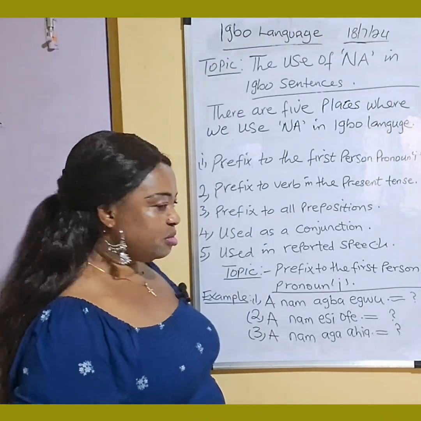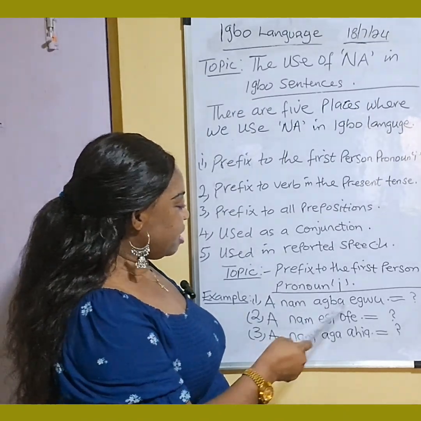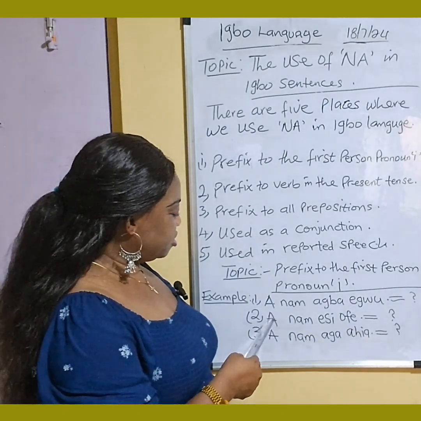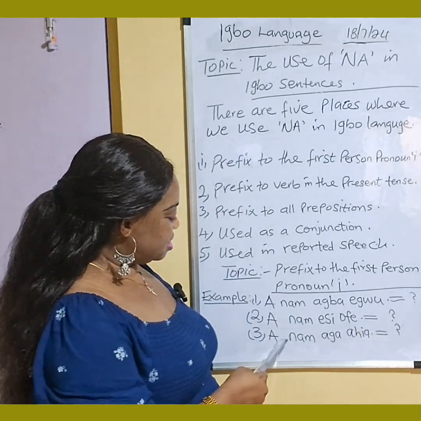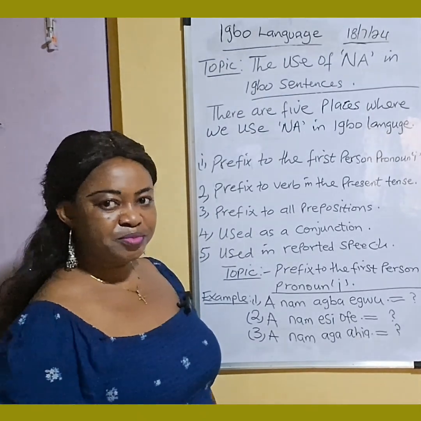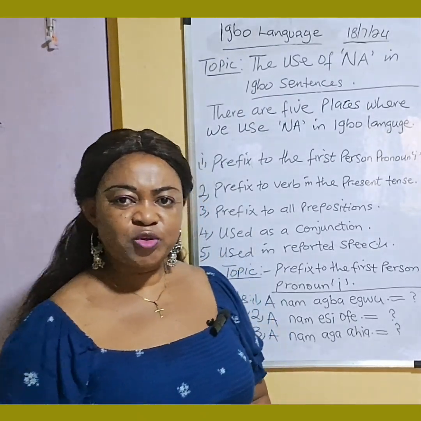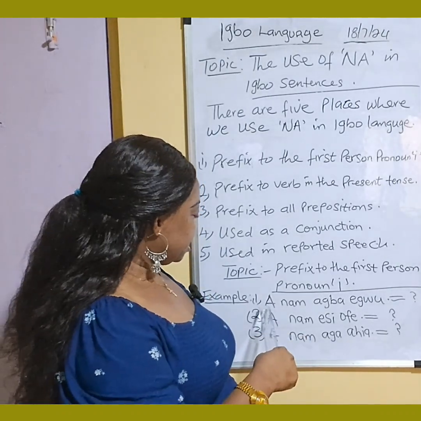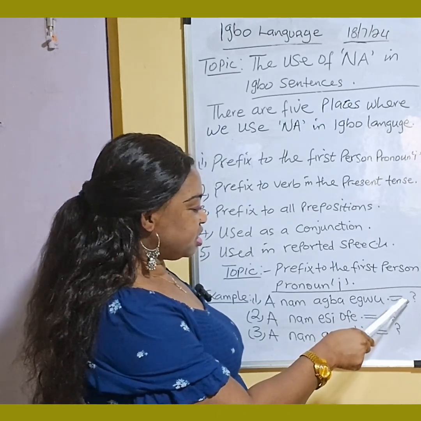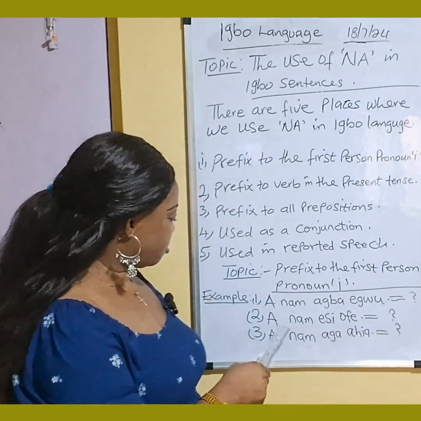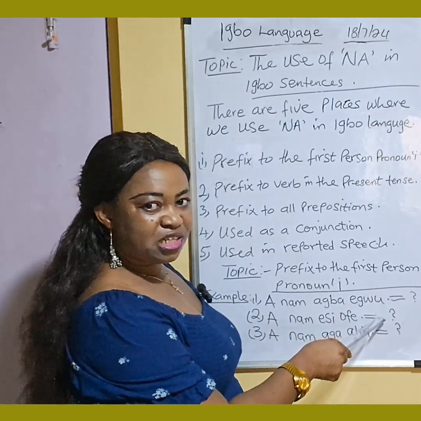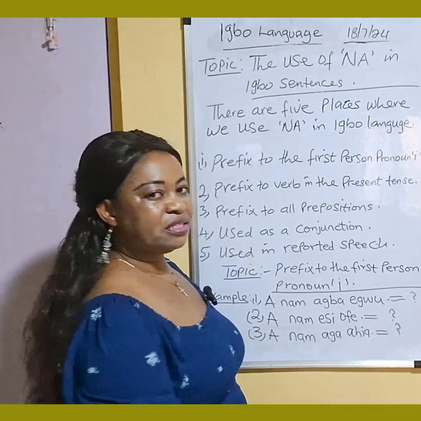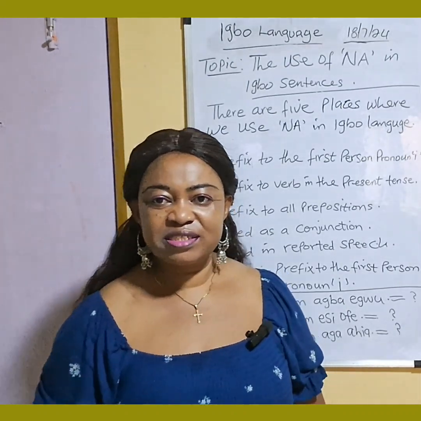Once more, repeat after me, class. Anam agba egwu. Number 2, anam esi ofe. Anam aga ahia. Now, your own duty is to translate these Igbo sentences into English. Anam agba egwu, write it in English in the comment section. Anam esi ofe, translate it to English in the comment section. Anam aga ahia. Okay? Write it.